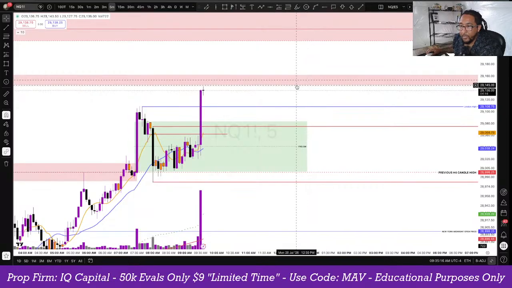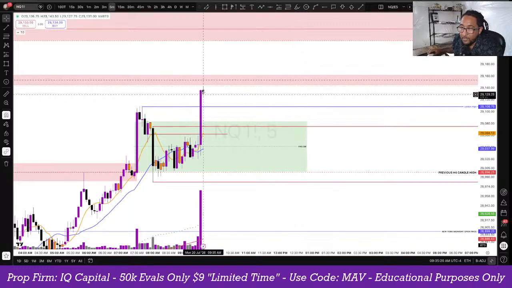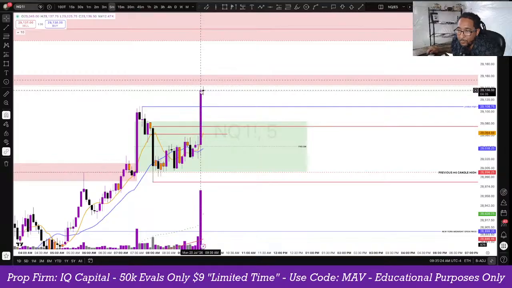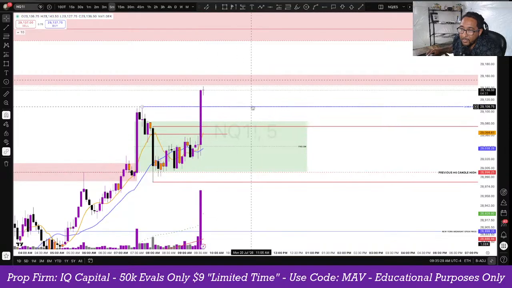I do expect prices to continue to the downside after this manipulation to the upside. But in retrospect, yeah, of course, you should have held it, made some more money. But when you're in a trade, you don't know how far up it's going to go. It could have reversed at any time.